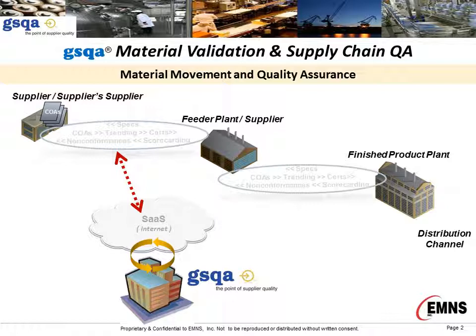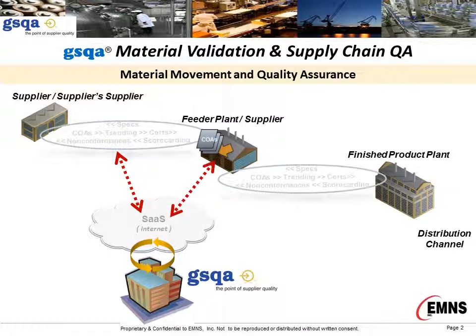So if the COA data is validated online real time and it's been approved, then the COA basically becomes an advanced ship notice to the receiving plant that says our material is on its way, it's in spec. The material then is in fact shipped and efficiently received because it's in spec, barring any kind of in-transit problems, again, handled by the nonconformance process module in GSQA.